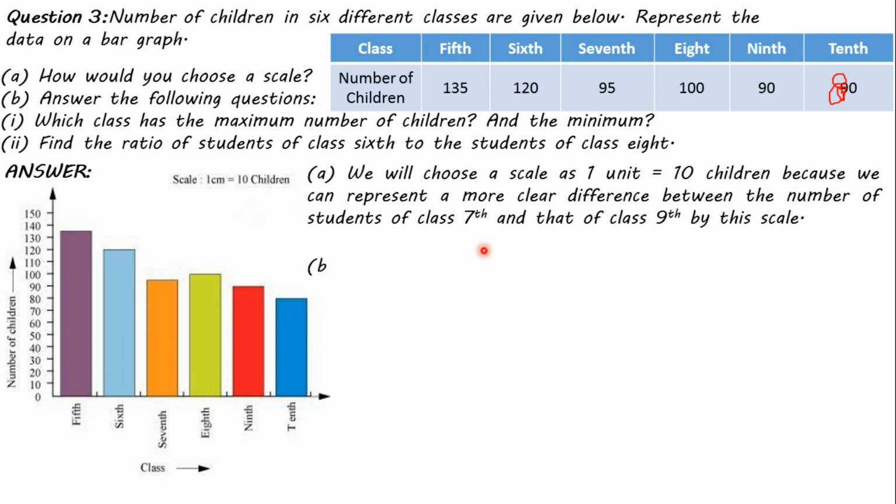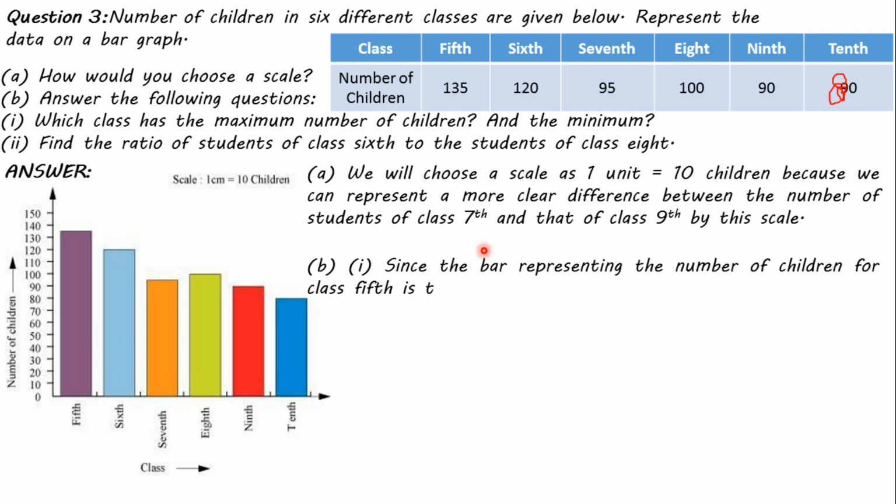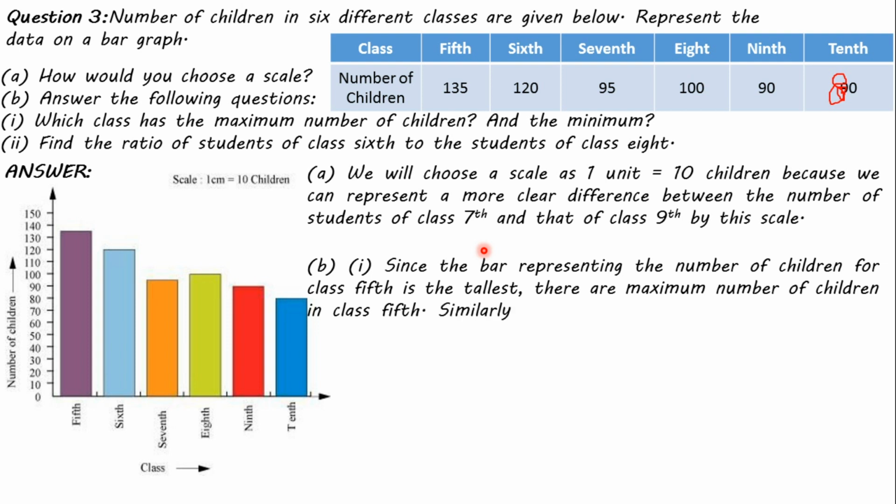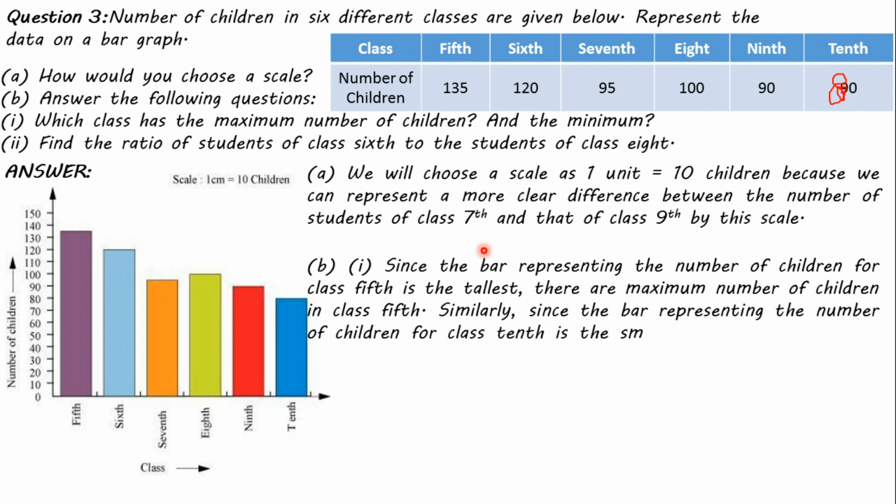Now next, since the bar representing the number of children for class 5th is the tallest, there is the maximum number of children in class 5th. Similarly, the bar representing the number of children for class 10th is the smallest, so there is the minimum number of children in class 10th.